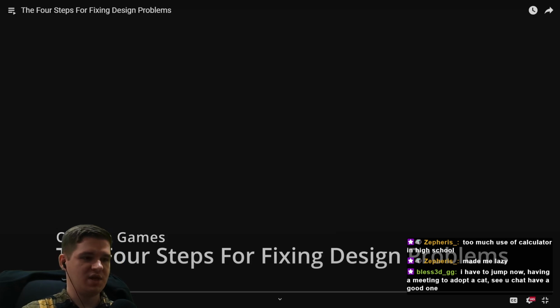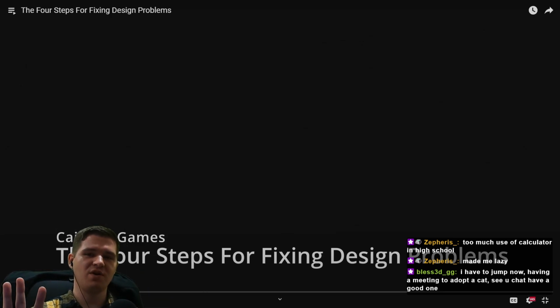All right. This is the 4 steps for fixing design problems from Tim Cain. I don't know what his 4 steps are. My 4 steps. Actually, that might be a fun thing to challenge myself with: before this starts, what would be my 4 steps if I could only make 4 steps?